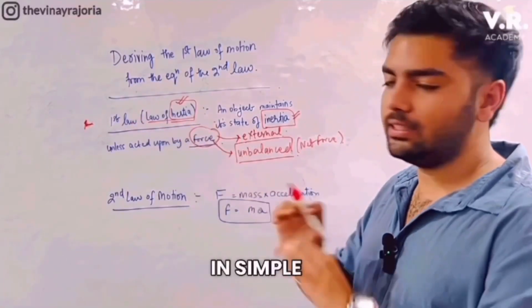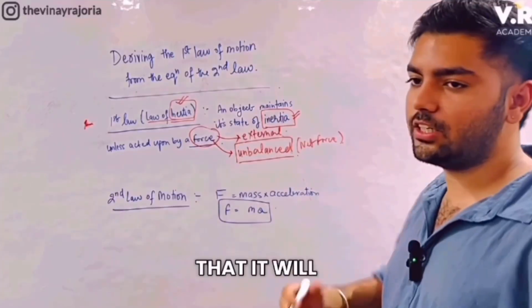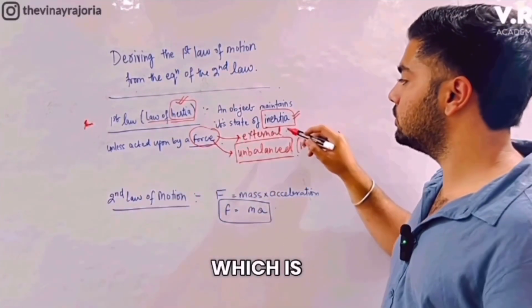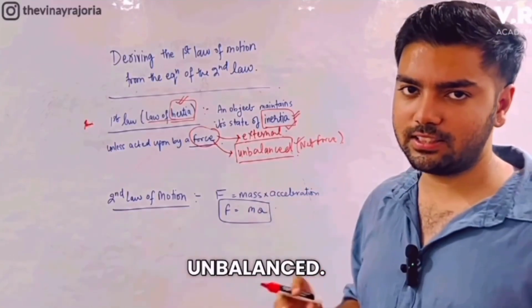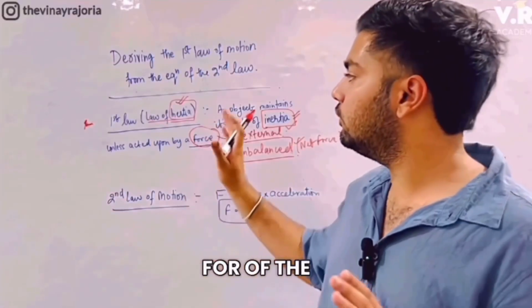So the first law in simple terms, the law of inertia, says that an object maintains its state of inertia. It will continue to be in whatever state it is, unless it is acted upon by a force which is both external and unbalanced. Now I hope that makes sense. This is the theoretical, conceptual knowledge of the first law.